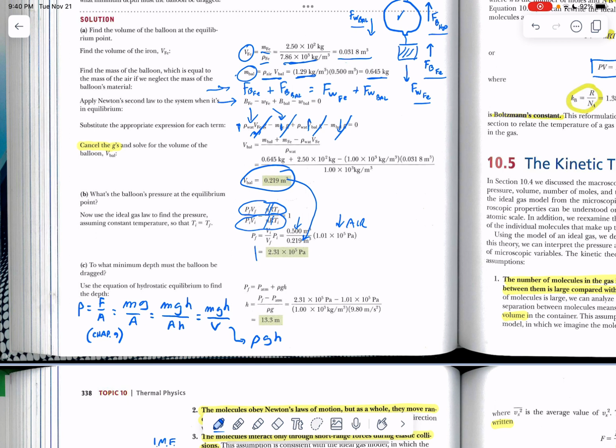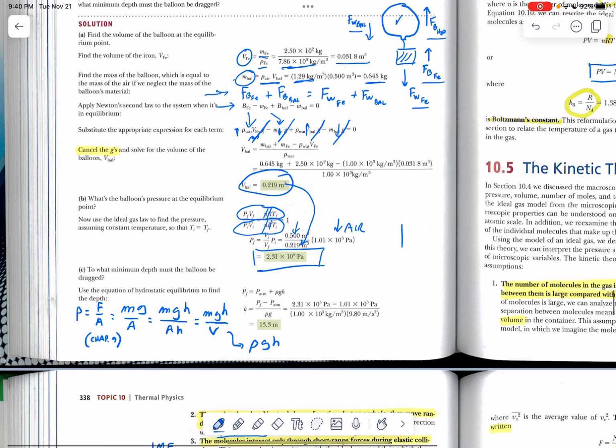And now I have the pressure. This is the balloon's pressure at the equilibrium point, where the buoyant forces acting up equal the weight forces acting down. And now I can go to part C, to what minimum depth must the balloon be to reach this equilibrium?